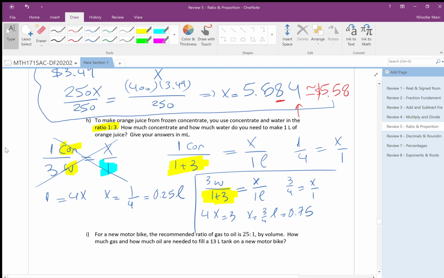Okay? So here I can write: if the ratio between concentrate and water is 1 to 3, in order to make 1 liter of orange juice, we need 0.25 liter of concentrate and 0.75 liter of water.